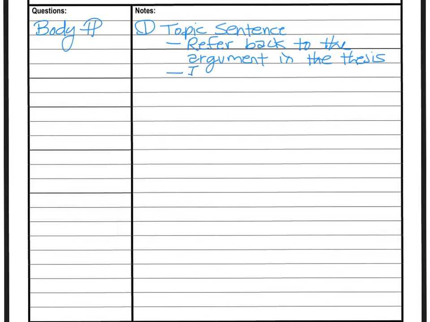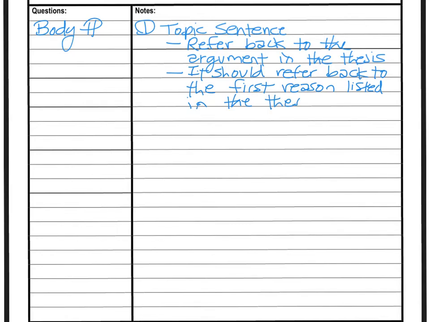Second, it should reference the first reason that was listed in the thesis. The topic sentence should be just one sentence long. After the topic sentence, there should be an explanation. The explanation should answer the questions how or why.